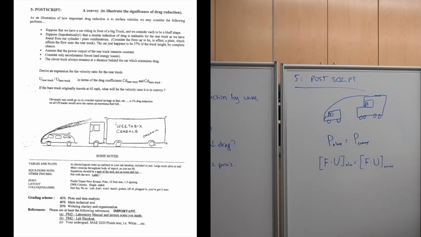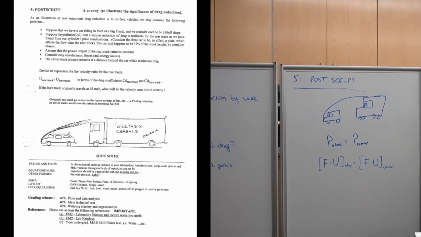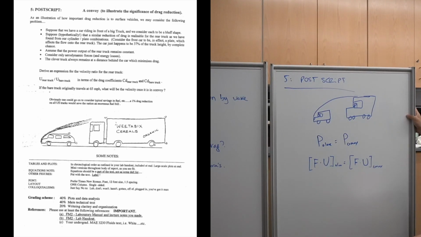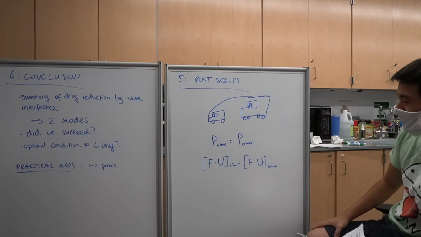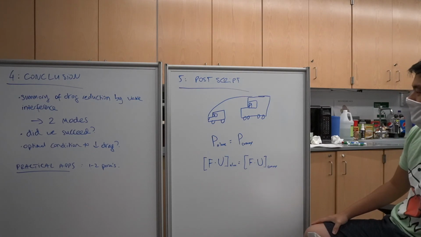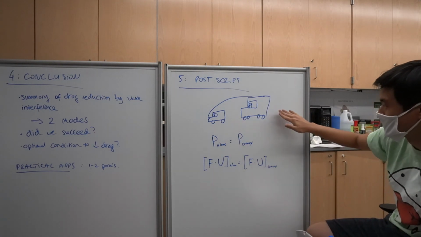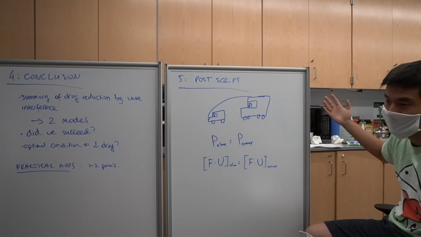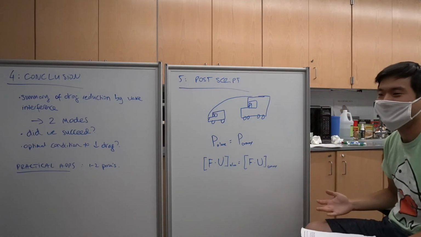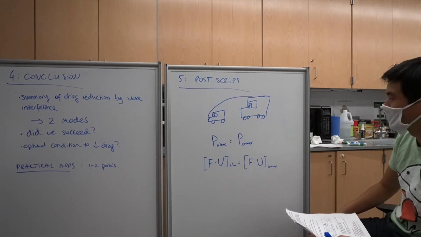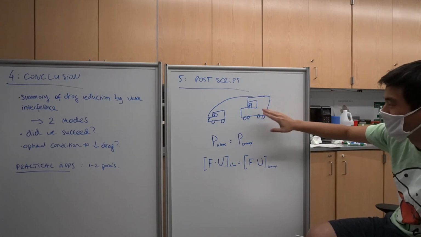Okay, for the last part of your report, you're going to include this postscript. So you can think of this as an exercise to just see how well this works in practice. So with the postscript, essentially what we have is a truck following behind a car that's 37% the height of the truck, which is convenient because you have data with a plate that's 37% that of a square cylinder. So you can approximate this as a square cylinder behind a plate.